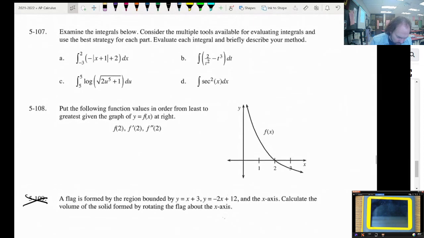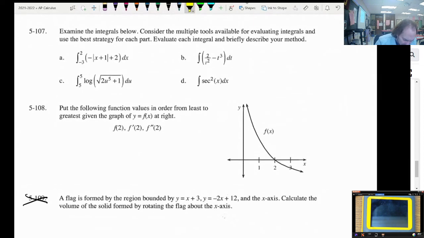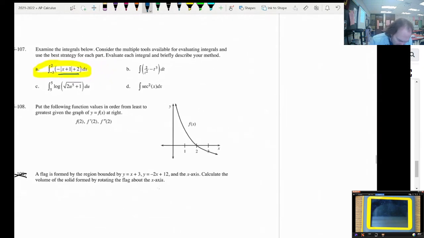Okay, the best way to solve this problem by far is to use geometry, because just like we saw in the previous problem, the absolute value equations are going to be made out of straight lines. We can easily find the area of these chunks. So we're going to be very careful about graphing this, though. First of all, it's the integral from -3 to 2. And it's an absolute value that's been moved up 2 and left 1, and also turned upside down.